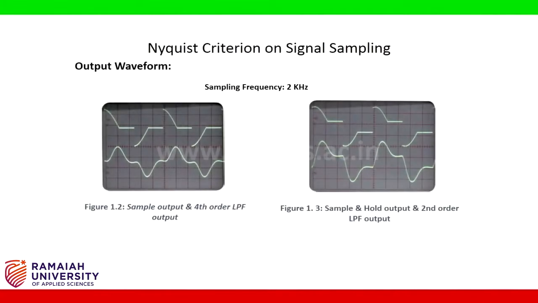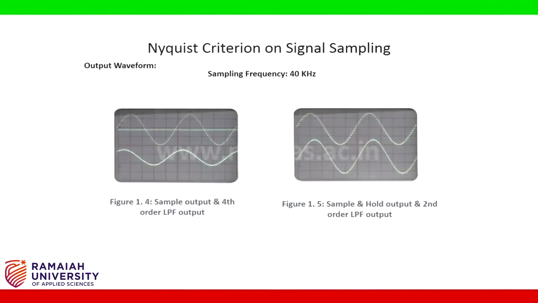Output waveform. Sampling frequency is 2 kHz. Figure 1.2 shows sample output and 4th order low pass filter output. Figure 1.3 shows sample and hold output and 2nd order low pass filter output. Output waveform. Sampling frequency is 40 kHz. Figure 1.4 shows sample output and 4th order low pass filter output. Figure 1.5 shows sample and hold output and 2nd order low pass filter output.